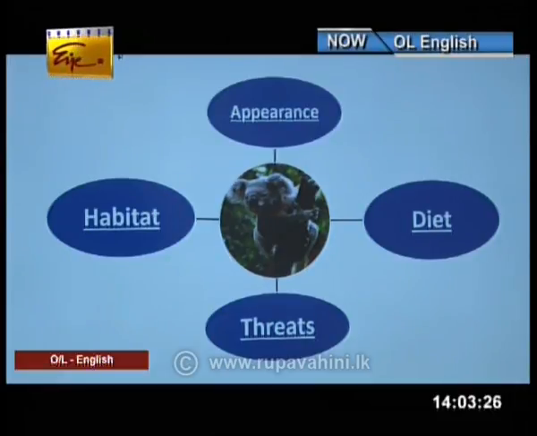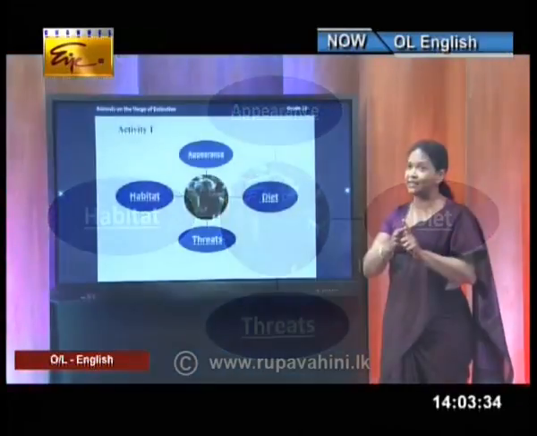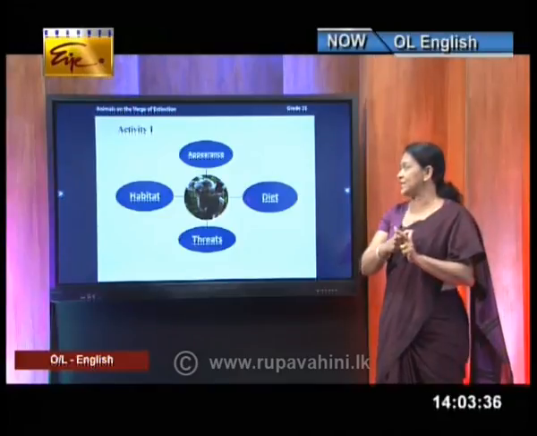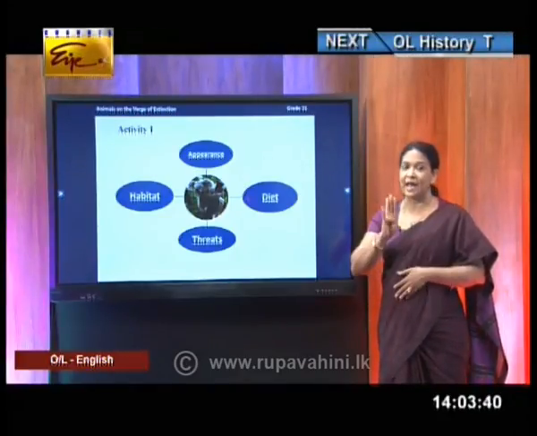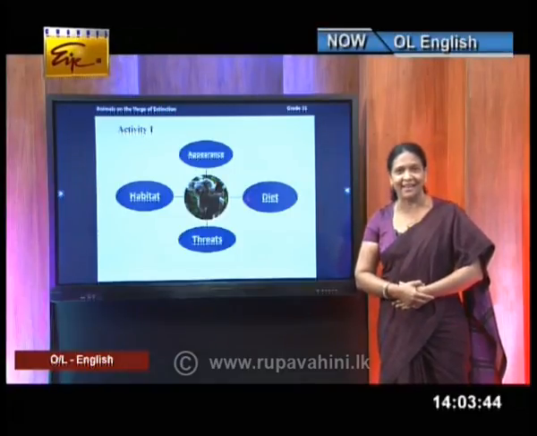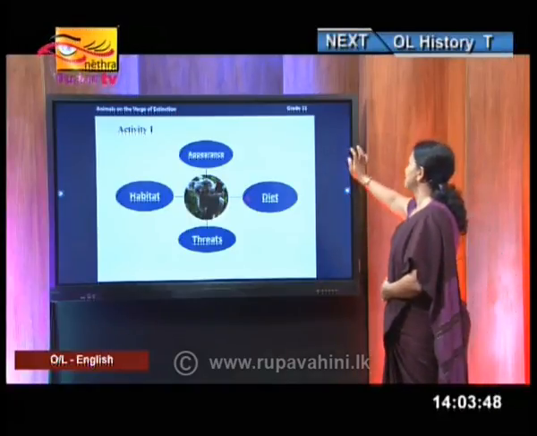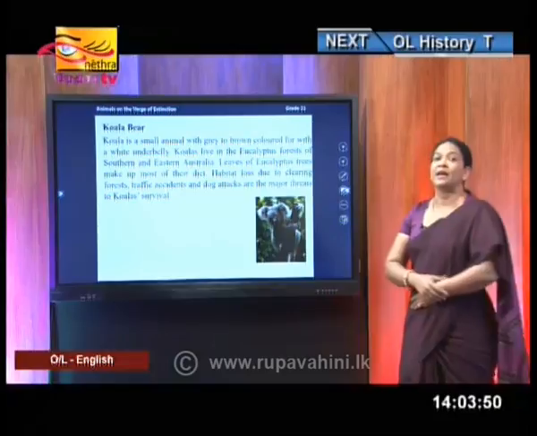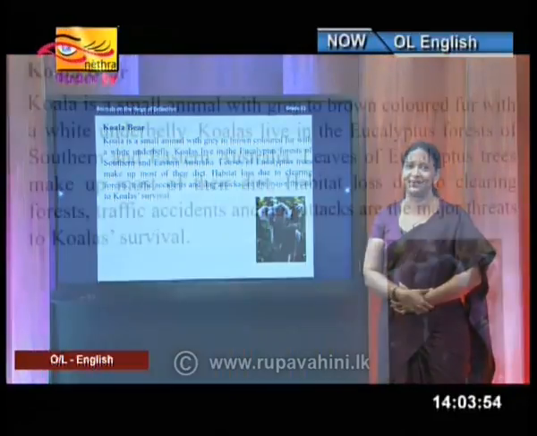Yes? Now remember what you need to find out from the text. The first one is the appearance, how it looks like. The second one is the diet. The third one is the threats. And the last one is habitat. There are 4 things that you need to find. Are you all ready? Right. Here is the text for you. Read the text and try to find out the information.